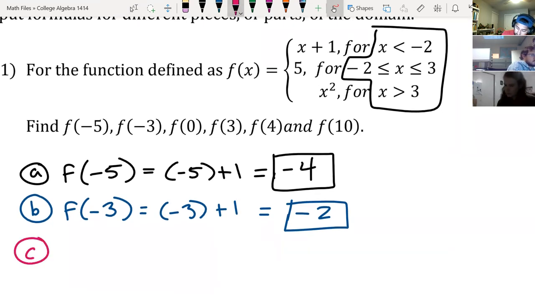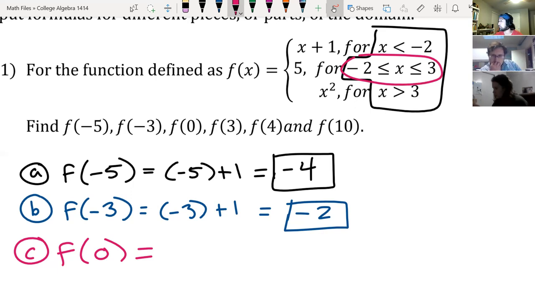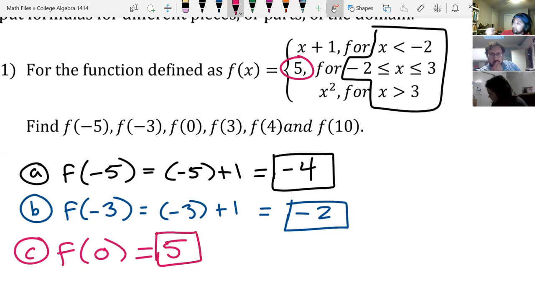Again, C. F of 0. Okay. Now, when x is 0, does it fit in restriction 1, restriction 2, or restriction 3? Two, the second one, because restriction 2 says our x values must be between negative 2 and 3, right? So 0 is definitely between those numbers. So this means I get to use the second output. So f of 0 is just 5.